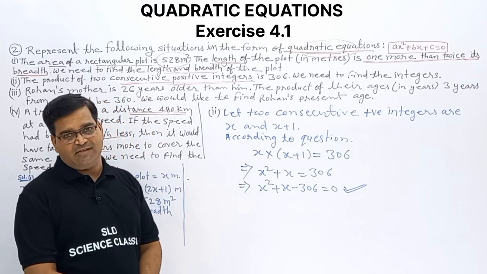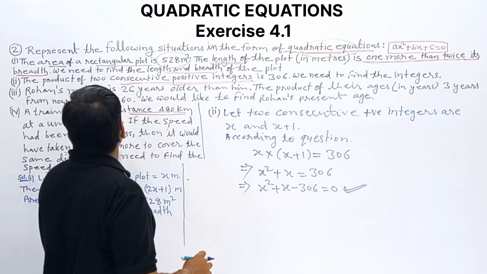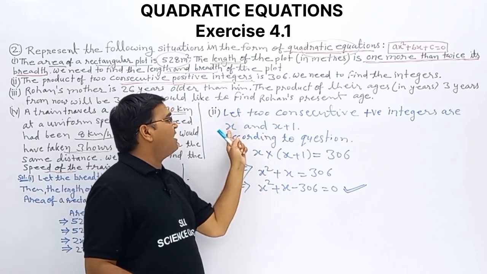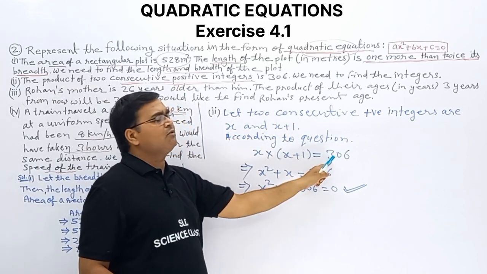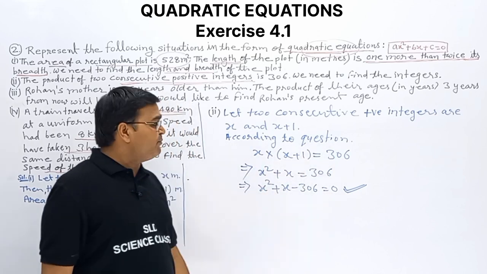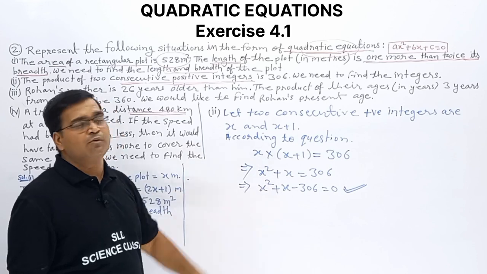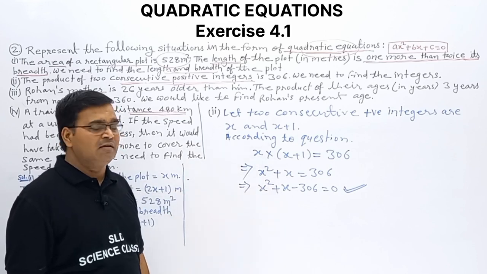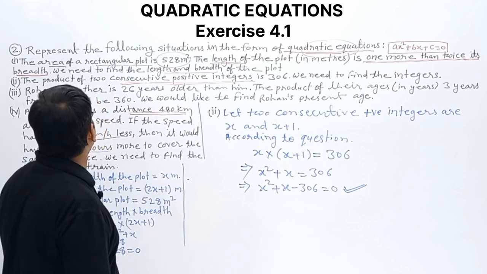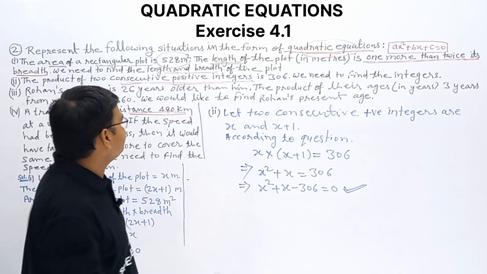Observe again, product of two consecutive, we have two consecutive continuous numbers x and x plus 1. The product will be 306. Solve this one and develop what? Quadratic equation, and this is the quadratic equation. So we are getting the right solution. Now next question, last question I am taking.